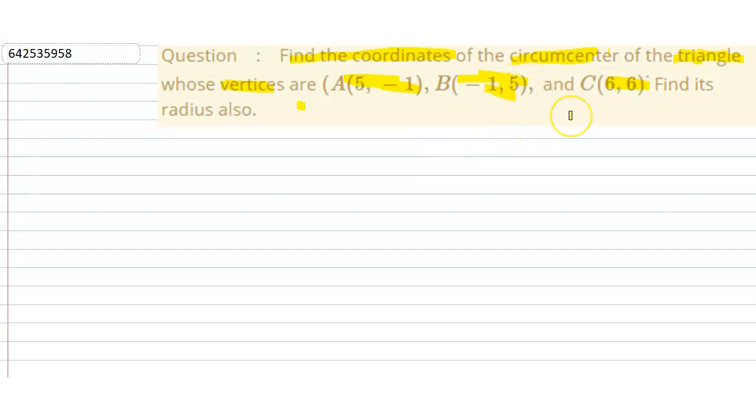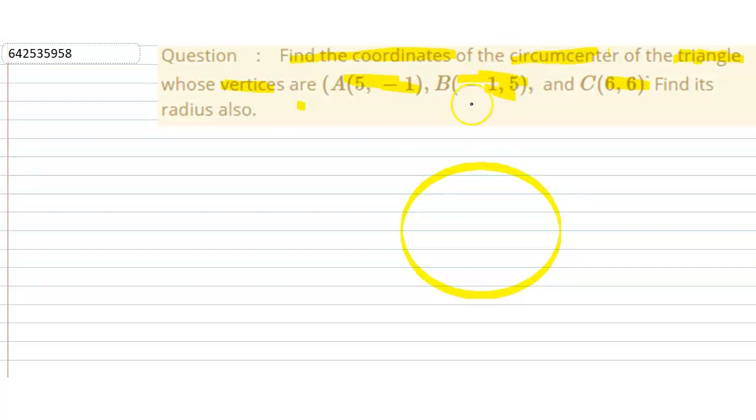Circumcenter means a center for the circumcircle. Here the given triangle has three vertices, all three given. If all three vertices are circumscribed by a circle, then we call that center the circumcenter. It is better if we take a circle like this. We are taking a better circle only knowingly.